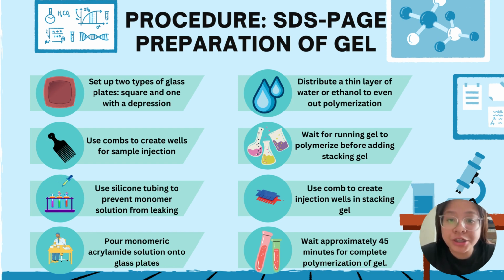Now let's proceed to the procedure of SDS PAGE. First is the preparation of gel. To prepare the gel, you must set up two different types of glass plates, a fully square one and one with a slight depression. And we will also prepare combs that will create the wells where the sample will be placed or injected. We will also need silicone tubing to prevent our liquid monomer solution from leaking when we press the two glasses together. In addition, binder clips will be used to secure the two glasses together.